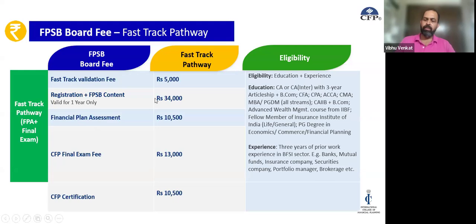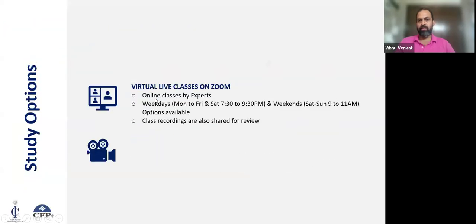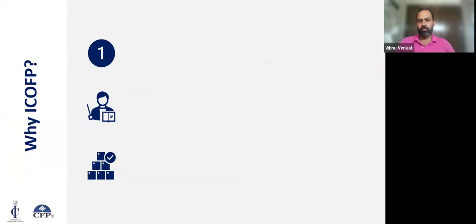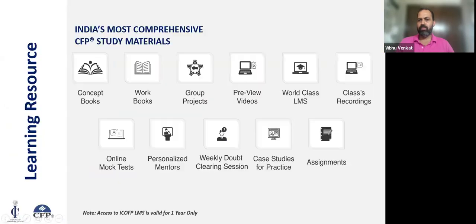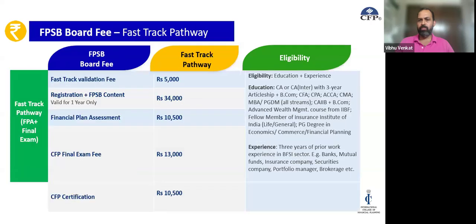Then you straight away go to this fourth level, which is mentioned here. So these 3 levels are not required. If you qualify for the fast track, you straight away go to this, where you just have to submit the project and clear the exam. That will straight away make you eligible for the certification. That is the fast track.